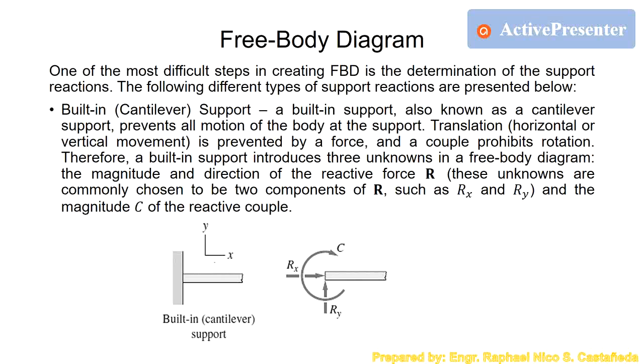Since this is resisting rotation, you cannot rotate this. If you try to bend this one, it will not rotate in this direction. It will stay in this position. So that's why there is a couple reaction. You cannot rotate it, and you cannot move it upward and downward, so there is a vertical reaction. You cannot rotate it or translate it in this direction, so there is another reaction. So there are three unknowns for the cantilever support, or the built-in or fixed support: two forces and a single couple.